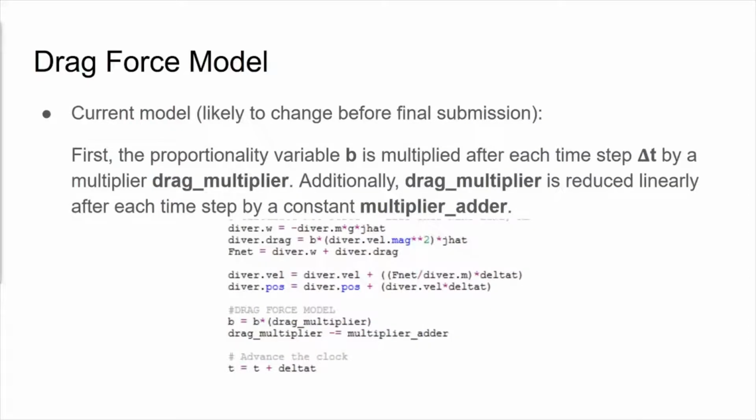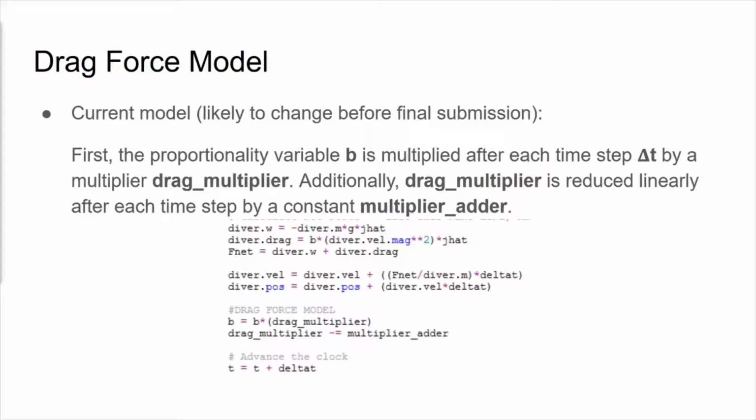Now for the actual model of drag force that I used, I still had a value b multiplied by the square of the velocity, except in this case the b value after each loop is also updated along with the velocity and position. After each loop, the b value is multiplied in this first loop by a drag multiplier, and then the drag multiplier is also updated by having a constant value subtracted from it.